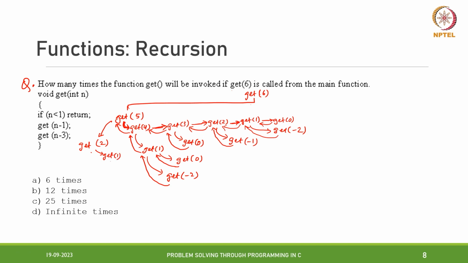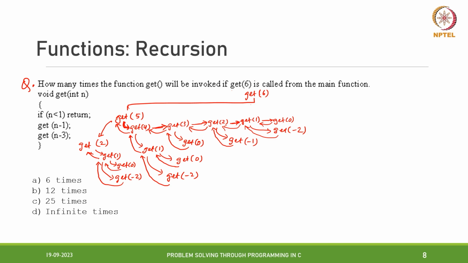Okay, get of 1 will call get of 0, the function will again come back immediately. Then it will call get of minus 2, the function will again come back here immediately. Then this will come back to get of 2 again, because get of 1 will be done. The control will come back to get of 2.